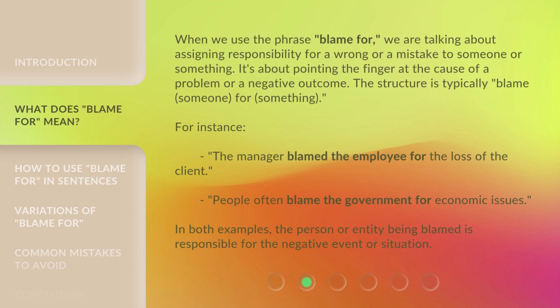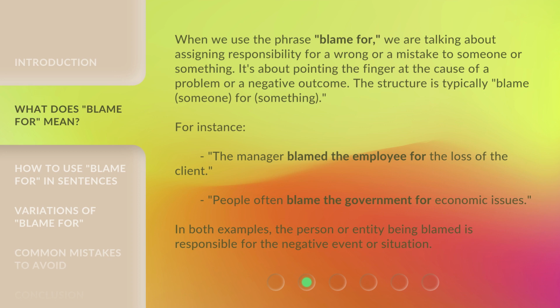When we use the phrase "blame for," we are talking about assigning responsibility for a wrong or a mistake to someone or something. It's about pointing the finger at the cause of a problem or a negative outcome. The structure is typically "blame someone for something." For instance, the manager blamed the employee for the loss of the client.